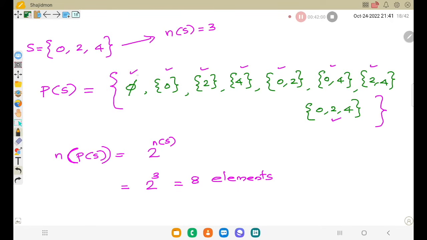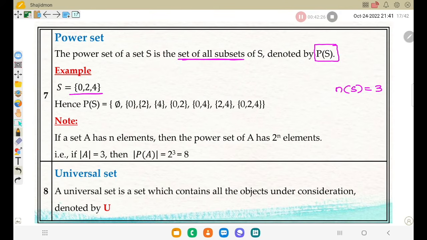You can see what the 8 elements are here. This is the first element, second, third, fourth, fifth, this is the sixth, this is the seventh, and this is the eighth. 8 subsets are there. That collection we are calling the power set. So 2 power the number of elements of the set, that many subsets will be there, or that many elements will be there in the power set. I hope you understood that example.